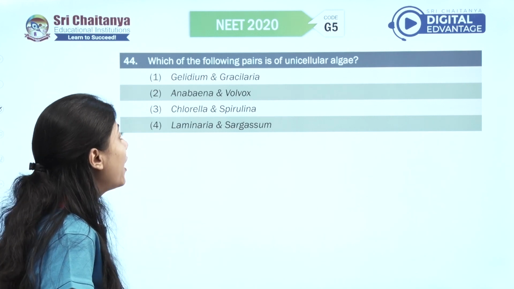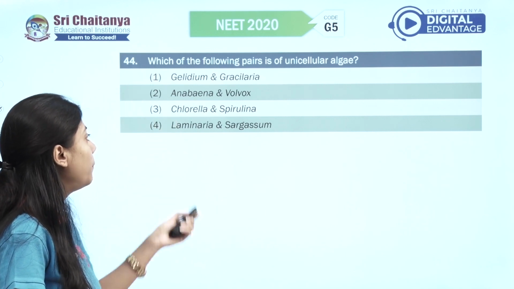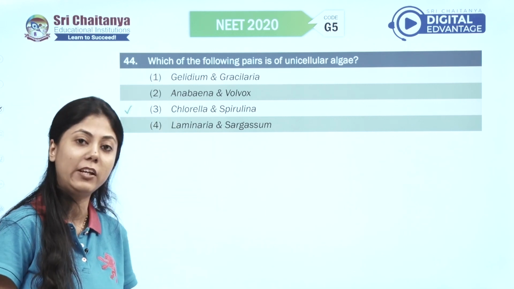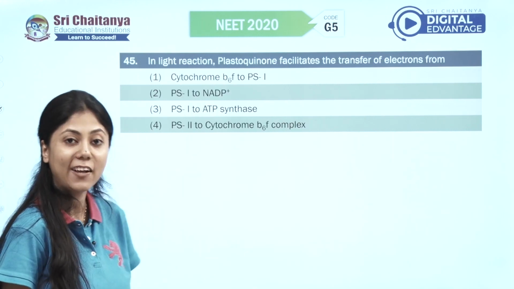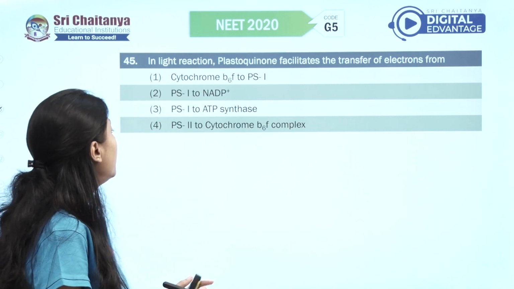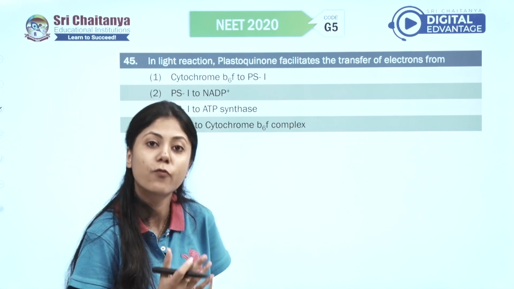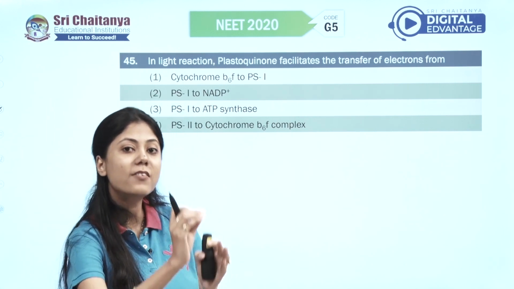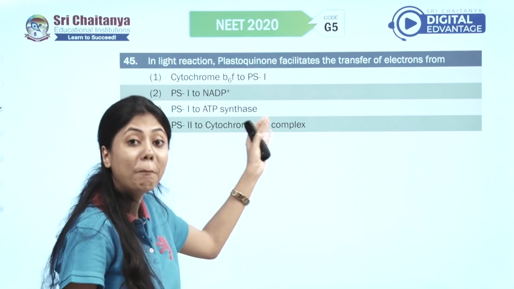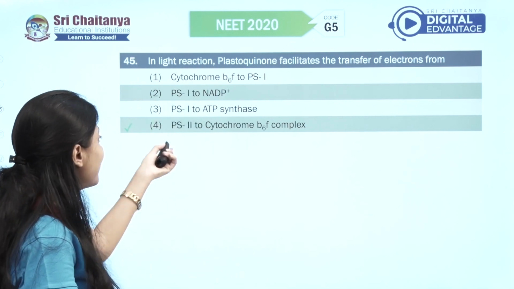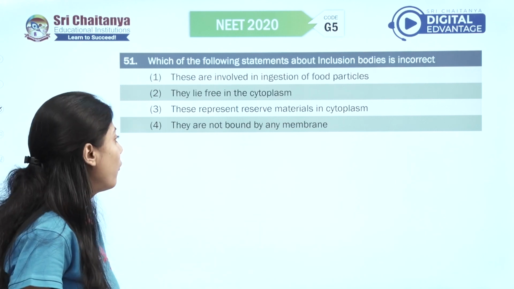Which of the following pairs is of unicellular algae? So here the answer will be Chlorella and Spirulina. Both of them are unicellular in nature. Moving on to the next question, again a very easy one. In light reaction, plastoquinone facilitates the transfer of electrons from. So plastoquinone transfers the electrons from PS2 to cytochrome b6f complex. So this is your correct answer, that is PS2 to cytochrome b6f complex.